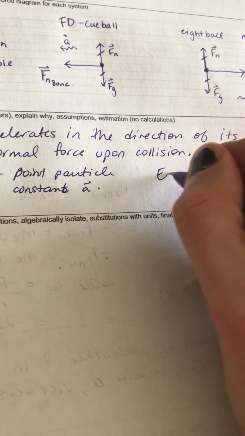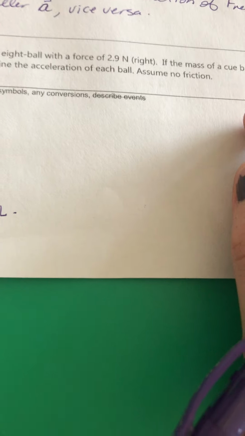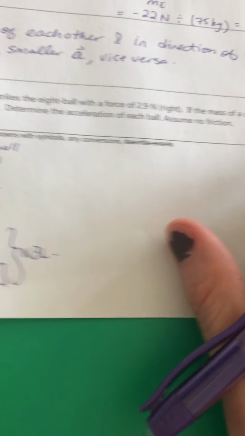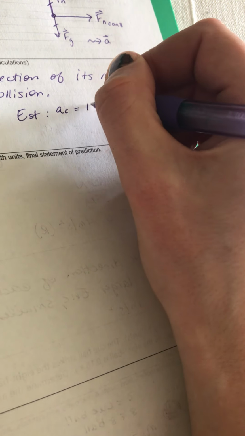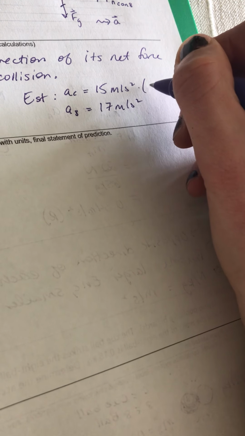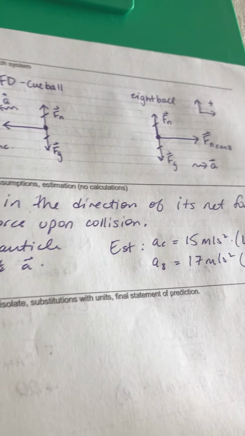And estimation. So we've got to look at the numbers again. About 3 divided by 0.2. That's like 15, I think. So the cue ball is about 15 meters per second squared, and then the 8 ball is smaller, so we'll say like 17 meters per second squared. Cue ball is going to go to the left, and the 8 ball is going to the right. So let's see what that looks like.